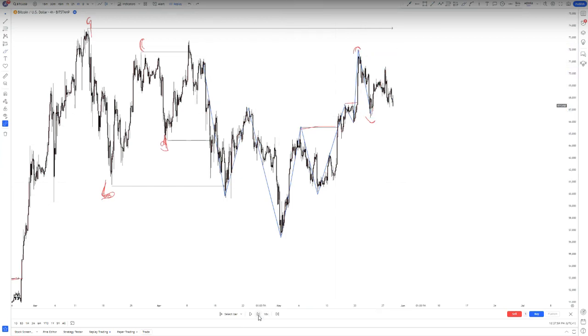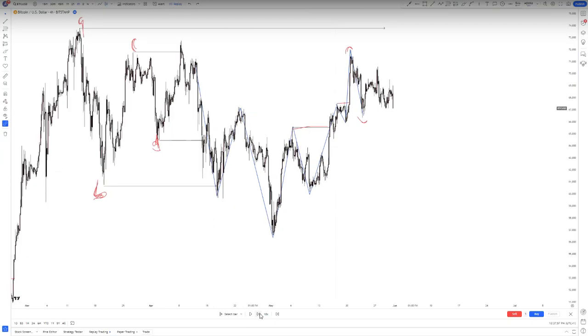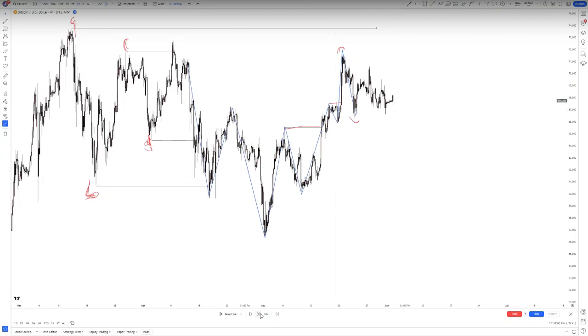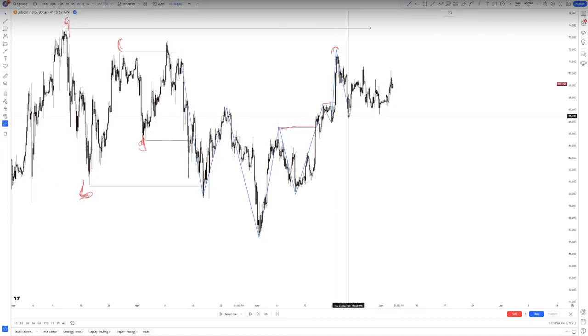So the low will get taken out. Let's see if price is going to break above it or not. And if price will not break above it, then the low will get taken out. I mean this low. What I mean by the low is this low here, because this low did not break above this high.